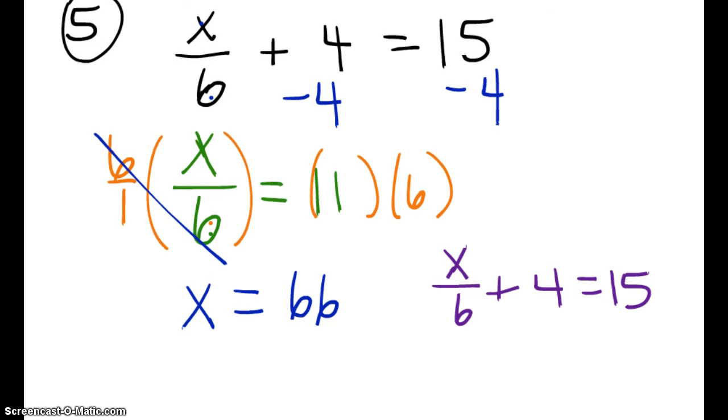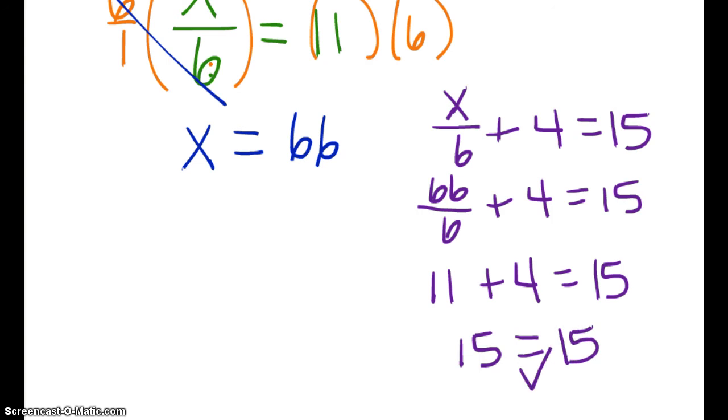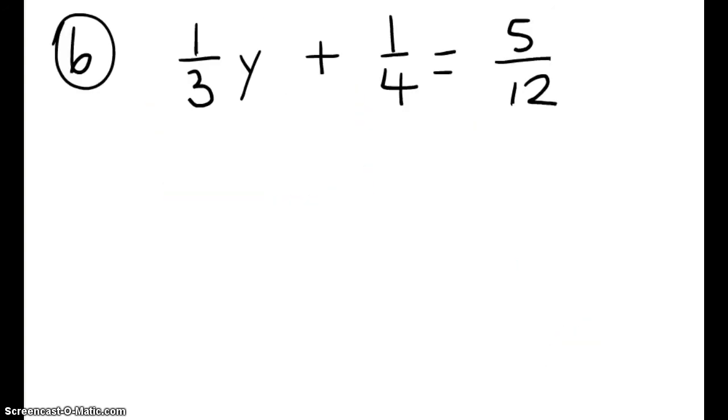So instead of x divided by 6, we're going to say 66 divided by 6 plus 4 is 15. And 66 divided by 6 is 11, plus 4 is 15. And 11 and 4, 15 balances out with 15. So yes, x does have a value of 66.